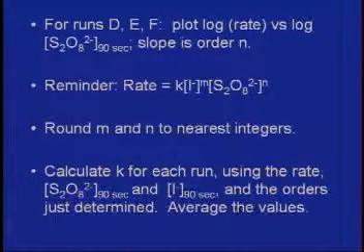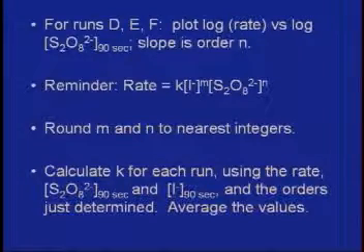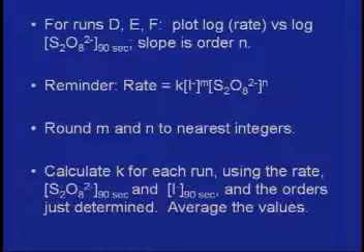Now let's remind ourselves of the form of our rate law. We have our orders now. We're going to round those to the nearest integers, and now we'll calculate the rate constants since we know the rates, we know the concentrations, and we know the orders. We'll have 6 values and we'll average them.